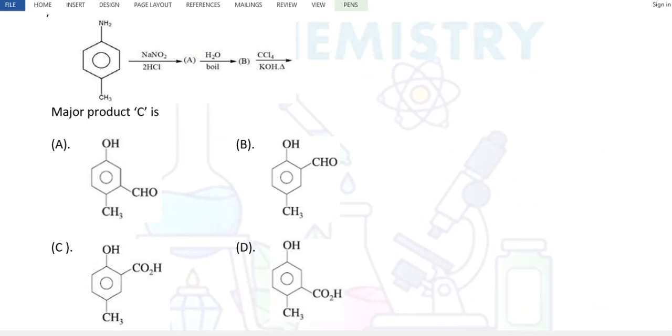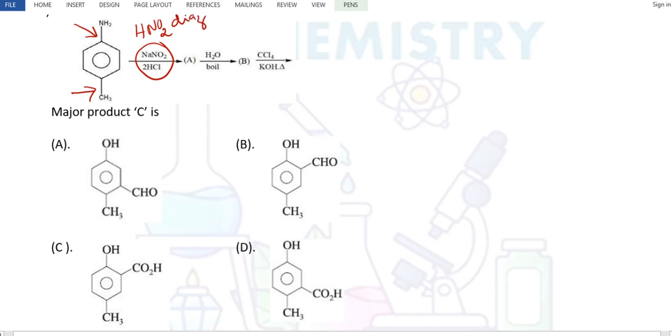Next question. There is an NH2 directly attached to the benzene. Okay, aromatic primary amine. Then there is a CH3. Treated with sodium nitrite and HCl produces nitrous acid. This reaction is known as the diazotization reaction. Then it is hydrolyzed. This is the hydrolysis. Then CCl4 and KOH. We'll see later. What is the use of this one?